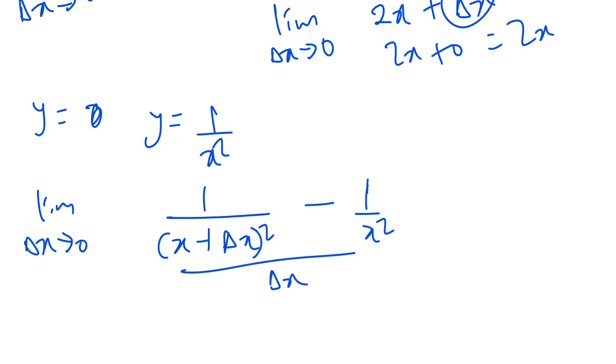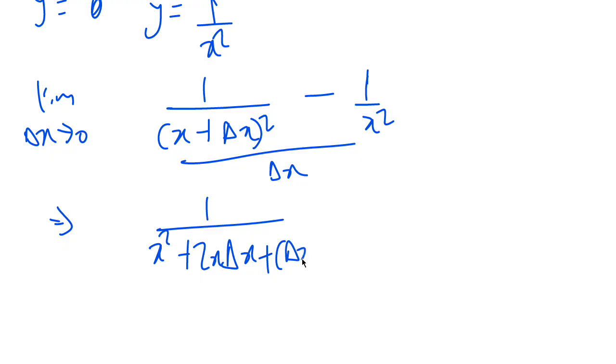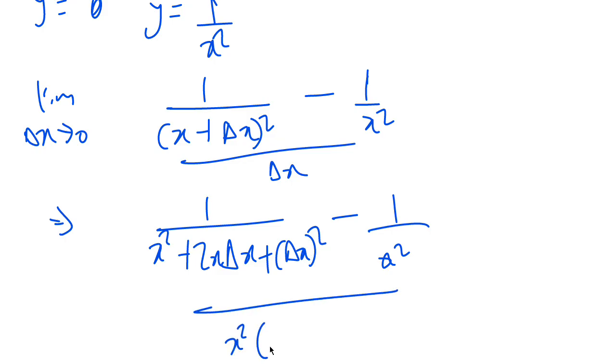So we could easily simplify this. I've already squared x plus change in x before, so x plus change in x all squared is x squared plus 2x change in x plus change in x all squared, right? Minus 1 over x squared. Don't forget we have a denominator underneath. So we take the LCM as x squared into x squared plus 2x change in x plus change in x to the power 2, right?